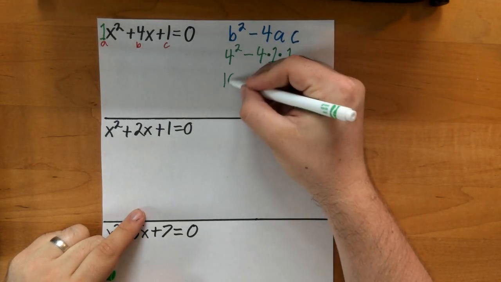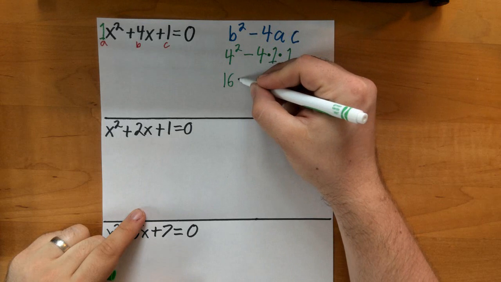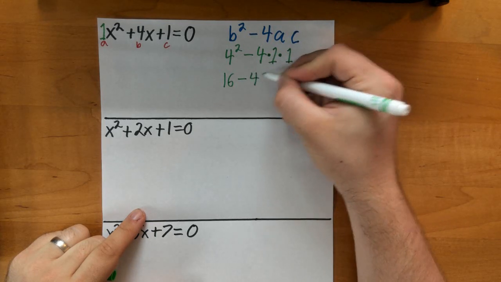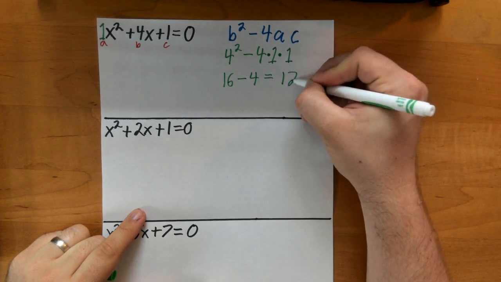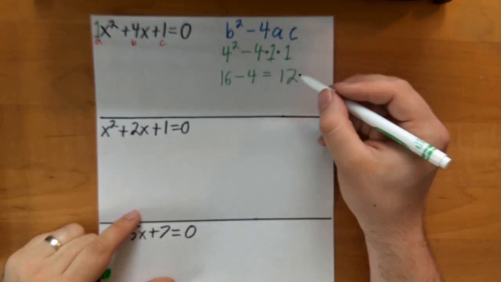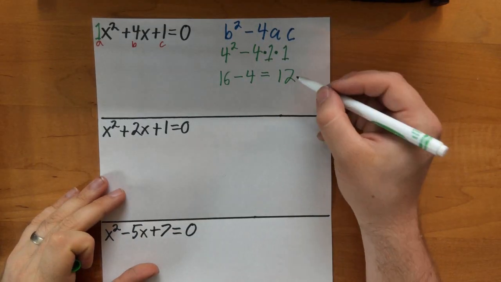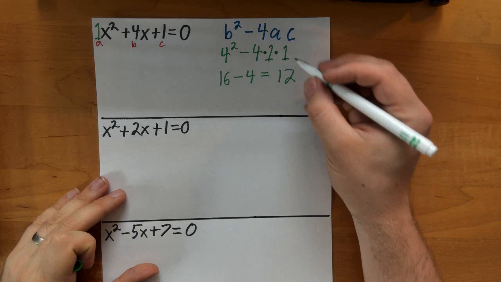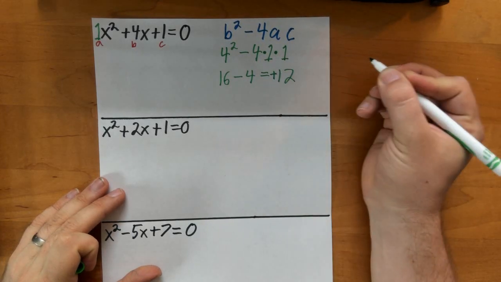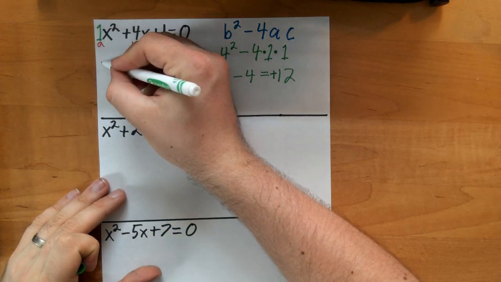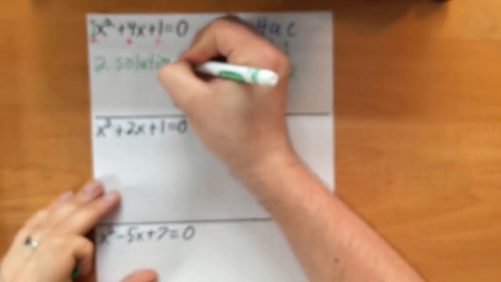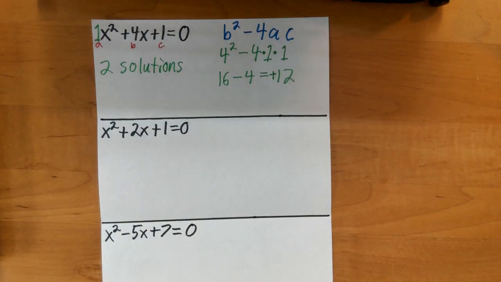So 4 squared is 16. When we're multiplying by 1, the value stays the same, so it's just 16 minus 4, or 12. So this is the value of the discriminant. This is a positive number. Okay? So when I get a positive number, what that means is that there are two solutions.